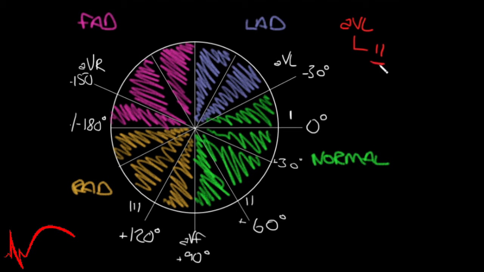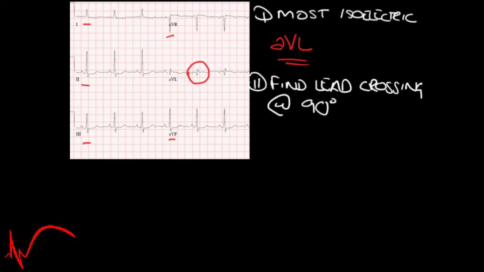So we now go back to our ECG, look at lead 2, which is here, we'll pop that down there, and the final step is to decide whether lead 2, or the lead that crosses at 90 degrees, whatever it may be, is it positive or negative. So in this case, it should be fairly obvious that this is positive, as its deflection is upwards.